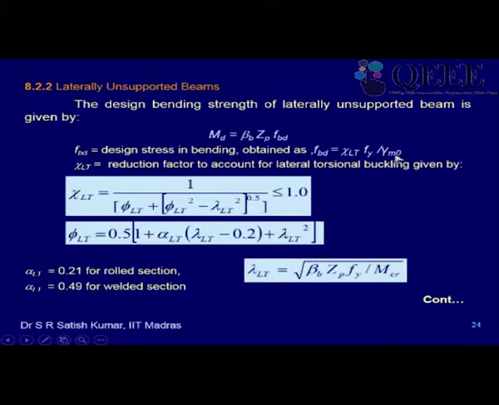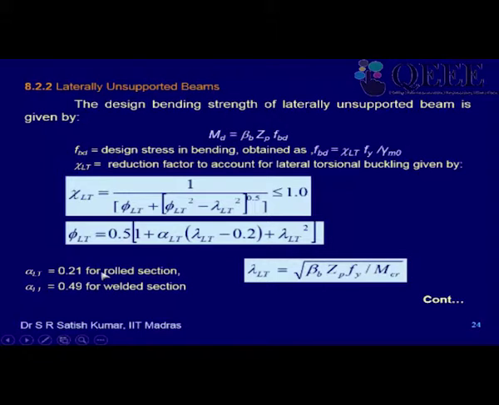by gamma m naught. Okay, so this chi LT incidentally looks quite similar to the function that we were using for buckling of columns, the design compressive strength in axially loaded members. So it is 1 upon phi LT plus square root of phi LT square minus lambda LT square, where lambda LT is defined as the slenderness ratio for lateral torsional buckling, and phi LT in turn is given by this formula where alpha LT and lambda LT are coming in. So already we know lambda LT, but alpha LT is now defined as the imperfection parameter.